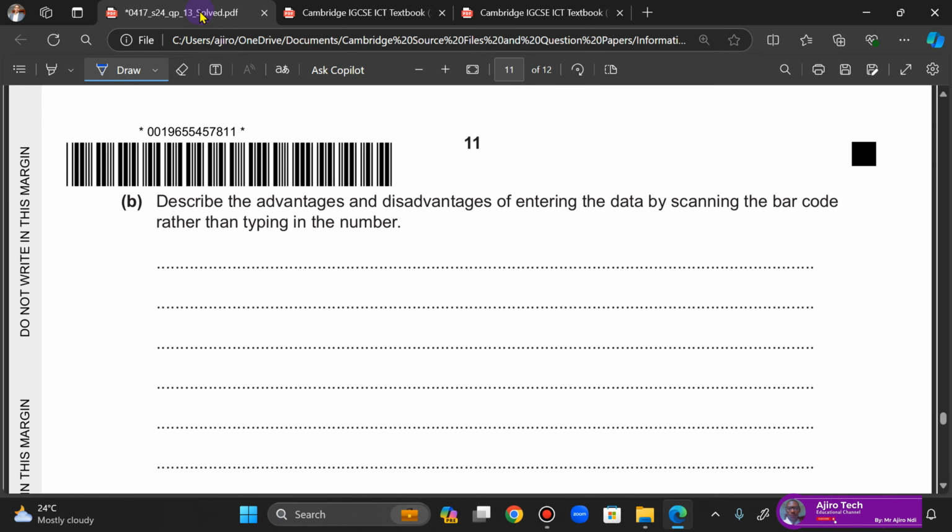Okay. Describe the advantages and disadvantages of entering the data by scanning the barcode rather than typing in the number. Okay. So this is chapter 2, input and output devices. Okay. So let's talk about the advantages.